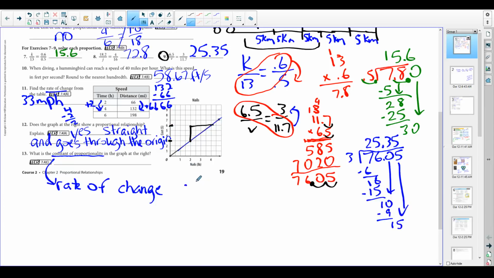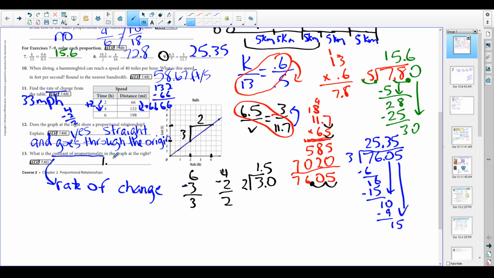So it went from 3 to 6, so 6 minus 3 is 3. And then it went from 2 to 4, so 4 minus 2 is 2. So our rate of change is 3 over 2. Okay, so 3 divided by 2, because we want to simplify this, is 1.5, right? 30 divided by 2 is 15. 3 divided by 2 is 1.5. And then we just put some words with it.